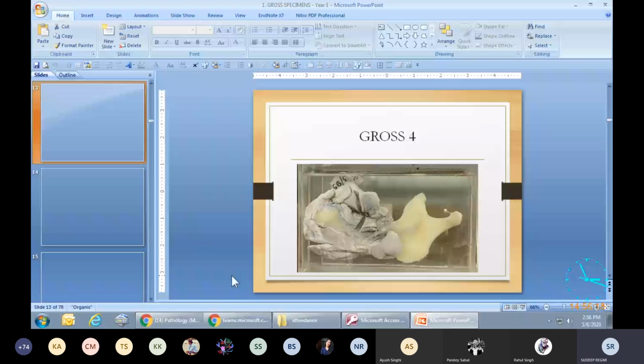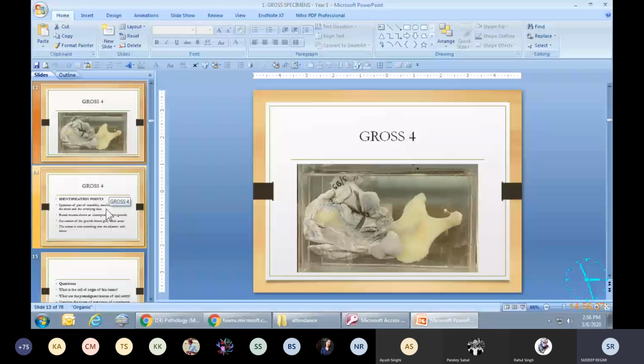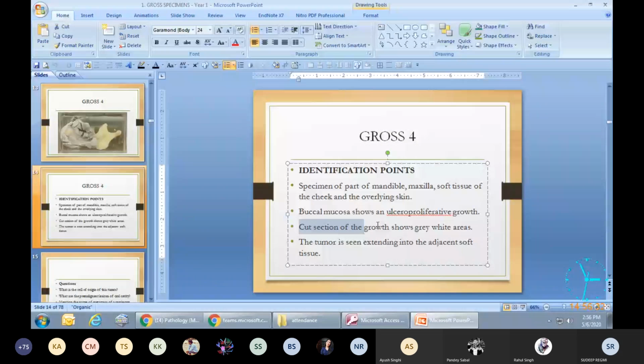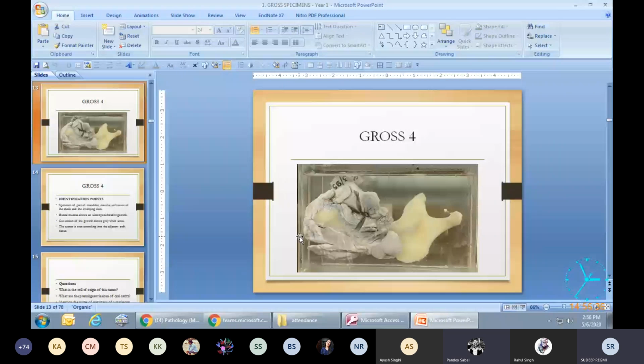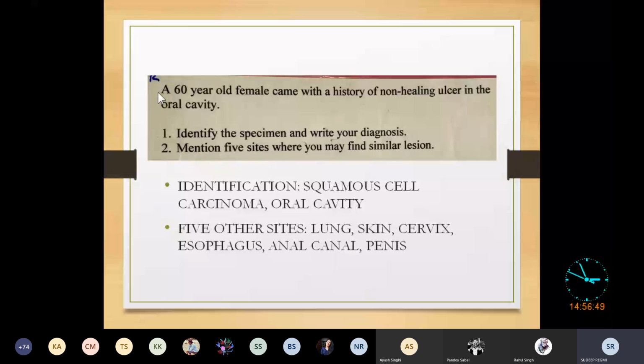If you can say this much, then you can slightly elaborate. You have to always say a cut section of the growth shows gray white areas, because the cut section is also shown here. This is the cut section. Yes, sir. Okay, good. That means we can move to the next. Here these are the questions. You go through the questions yourselves. You can revise your practical logbooks also.